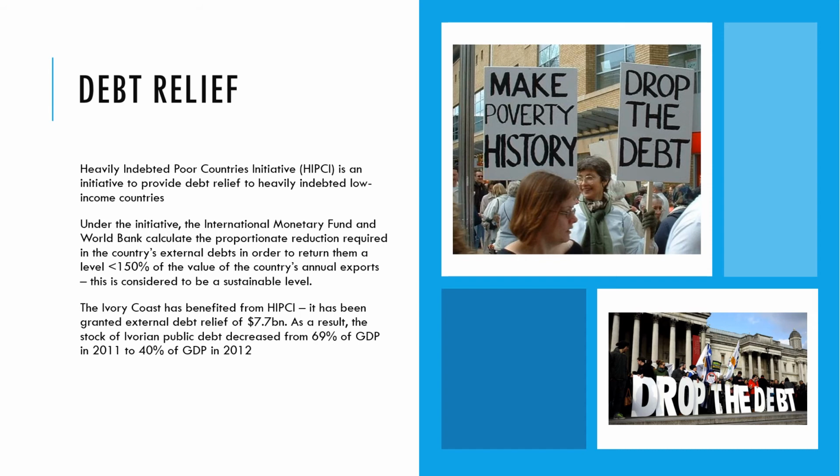So the Heavily Indebted Poor Countries Initiative was initiated by the World Bank to try and give debt relief to reduce external debts to less than 150% of the value of a country's annual imports. An example here is the Ivory Coast, who were granted external debt relief of $7.7 billion, and the stock of Ivory Coast government debt decreased from 69% of GDP to 40% of GDP in 2012. Often this is introduced alongside some structural reforms, so you might say you can have this debt relief if you address these other areas in your economy.